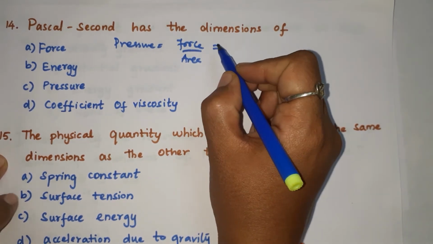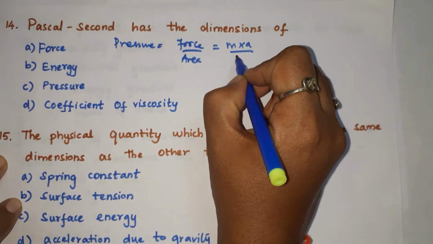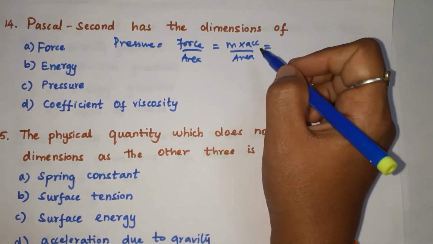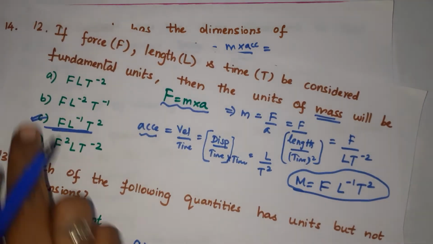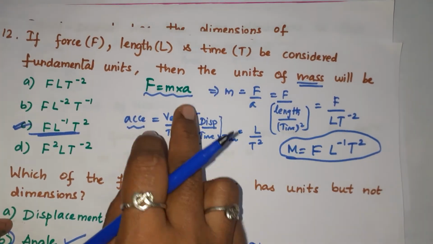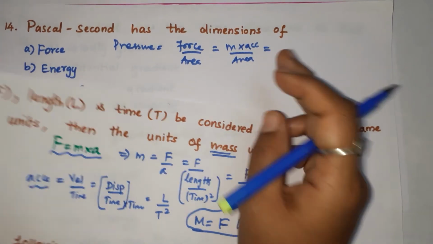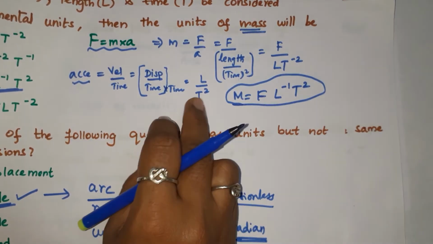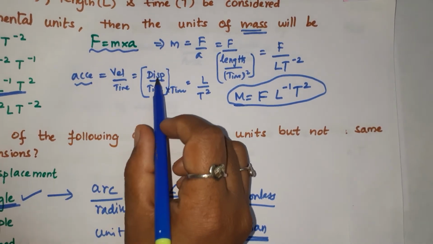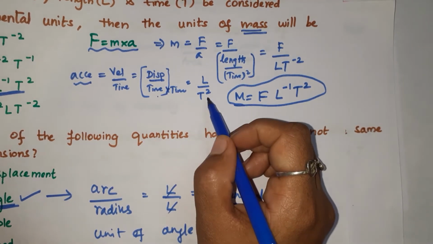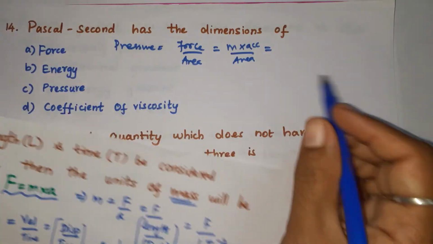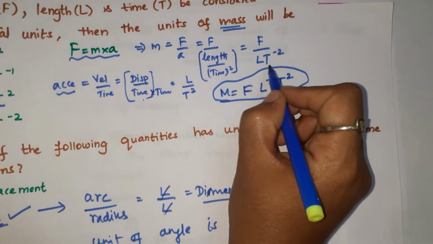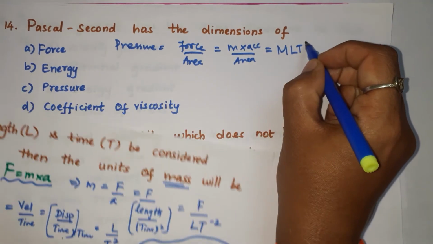Force can be written as, in the last question we saw, mass into acceleration, by area. In the last 12th question we saw that force is equal to mass into acceleration. What is the acceleration answer we got? L by t square, because acceleration is velocity by time, that is displacement by time into the time, which gives L by t square. So mass is m, acceleration is L t power minus 2. So I am writing here L t power minus 2 by area.